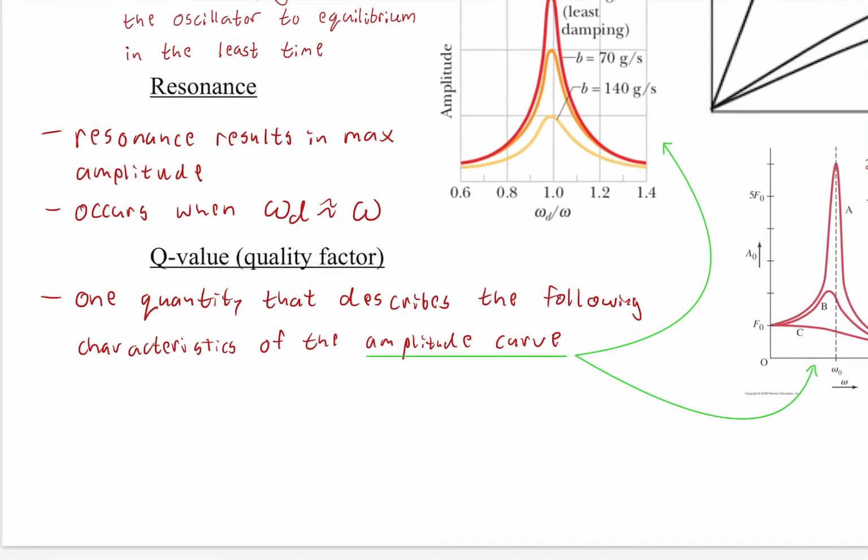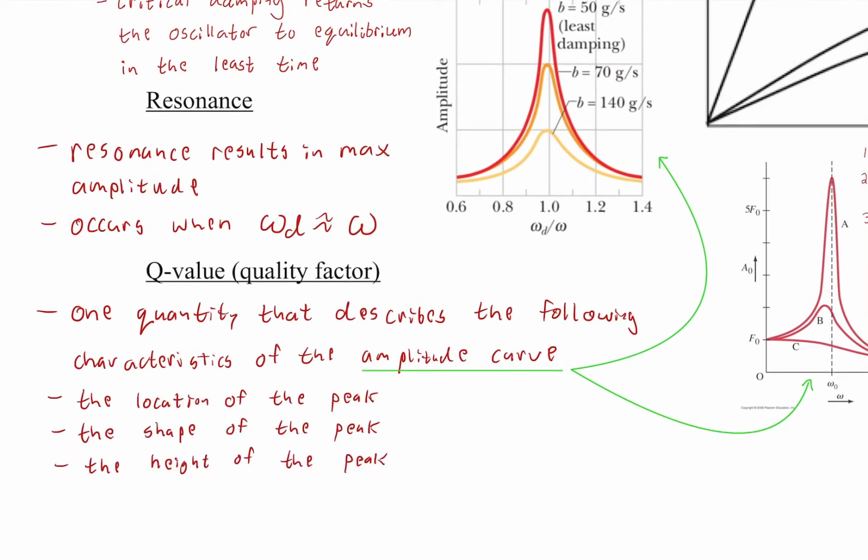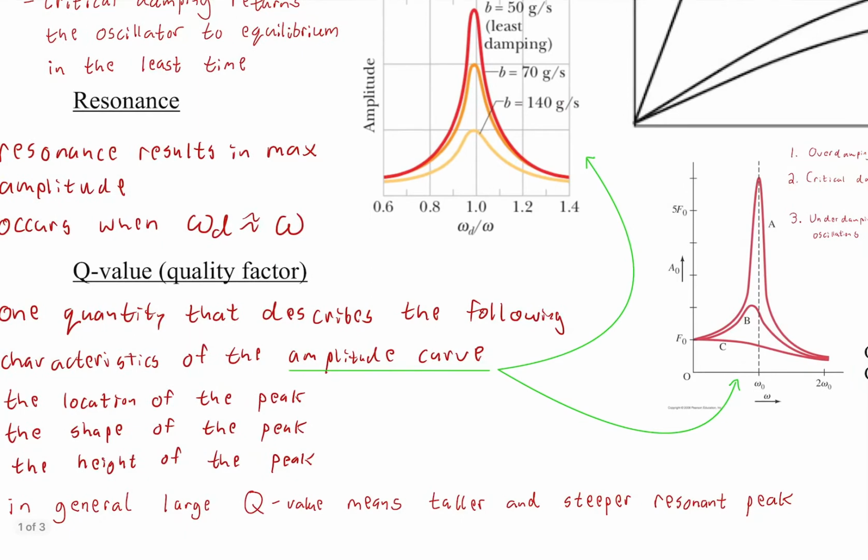So we can really see there's a lot in the Q value, and it relates to the location of the peak, the shape of the peak, and the height of the peak. But most importantly, the simple idea, the takeaway, is you want to think of large Q values as meaning taller and steeper resonant peaks. And so if you want a system that is really able to resonate well, if resonance is important and desirable for a system, then you want to have a high Q value.